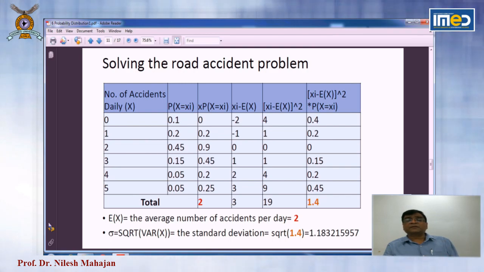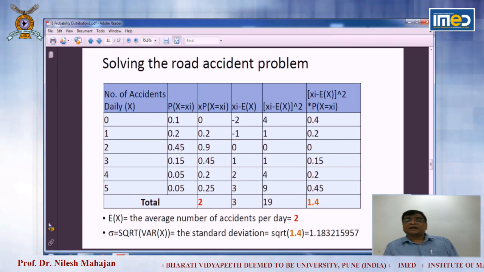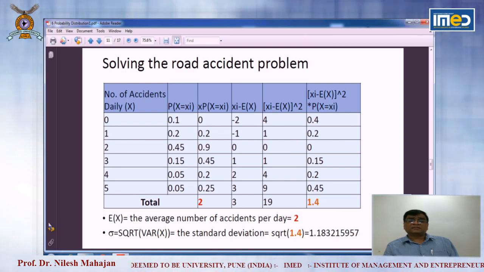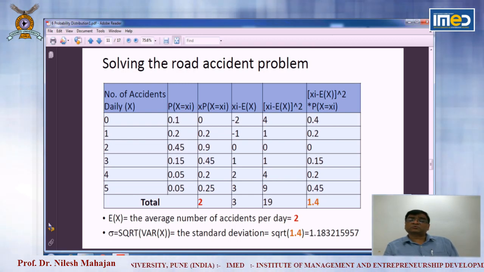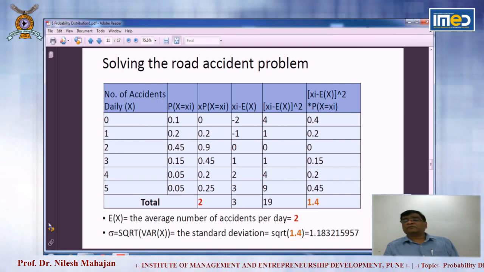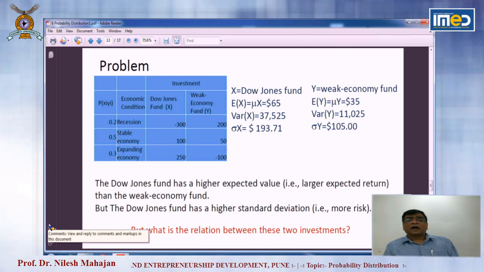I am giving here the problem of solving the road accident problem, because I already mentioned the road accident problem here. So I calculate according to the formula. All x are given, the probability values are given. You can multiply x into p, and (xi minus E(x)) whole square, and then multiply by P(xi). So E(x), the average number of accidents per day, equals 2, and sigma, that is the standard deviation, equals 1.183.